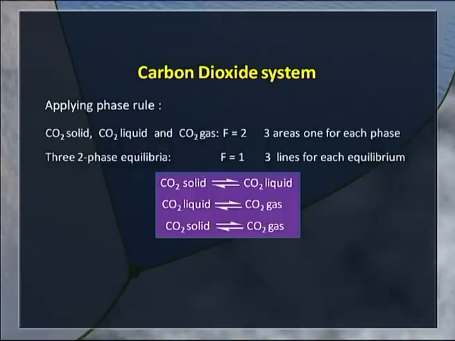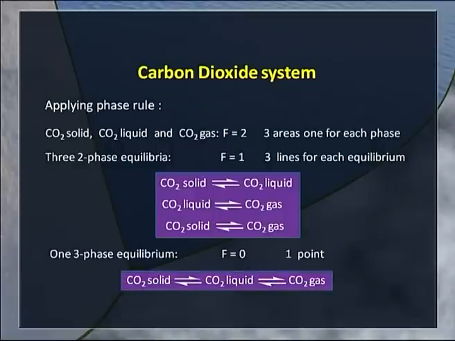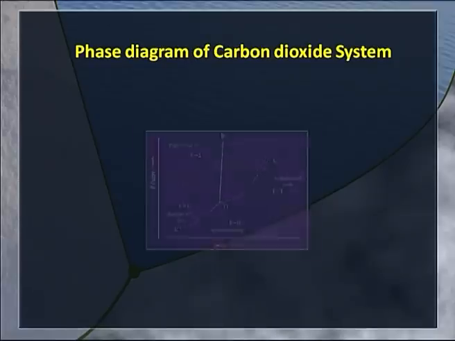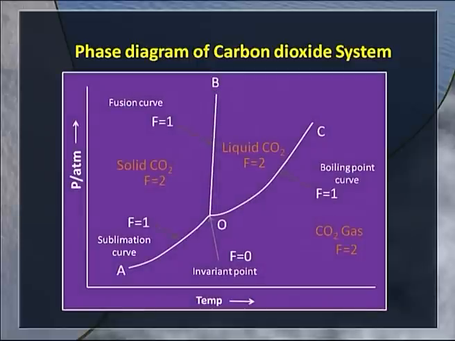And there is a possibility of a 3 phase equilibrium. When that happens, number of degrees of freedom becomes 0, the system becomes invariant, and it is represented by a point. This is what we have seen in the case of water system also. I am repeating this so that you become familiar with the application of phase rule equation. Let me start with the diagram, how it looks like. This is exactly similar to water system, but some differences which will become obvious as we move forward.